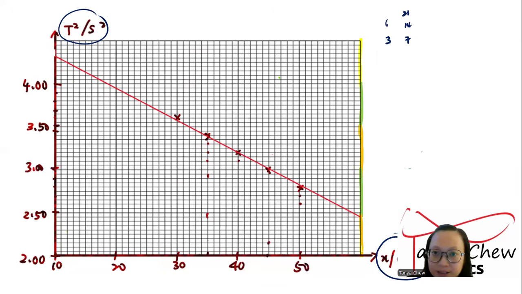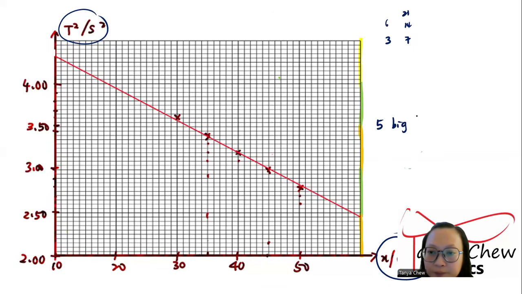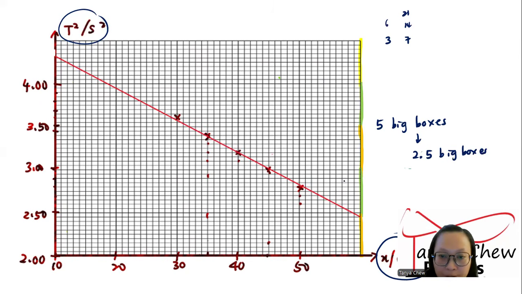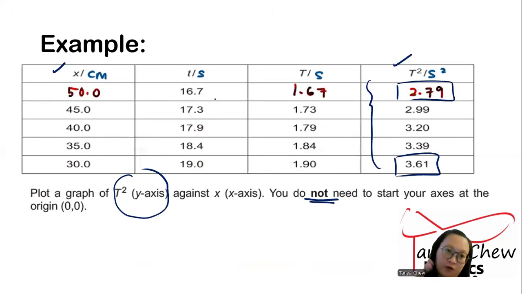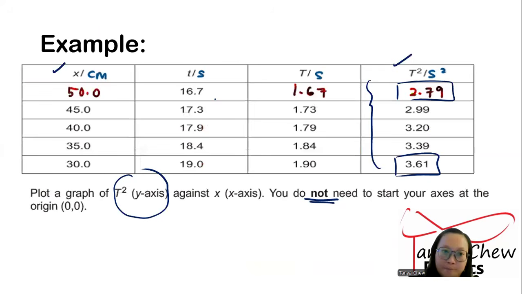So make sure that the scattering of your points must occupy at least 2.5 big boxes, because vertically you have 5 big boxes. Look at my points. My points occupy 1, 2, 3, almost 3, or more than half. That will do. Look at the x-axis. The x-axis is easier because it is 30, 35, 40, 45, and 50. If you want to start from 10, then you can start from 10. You can always start from 30 or 25, it is up to you.